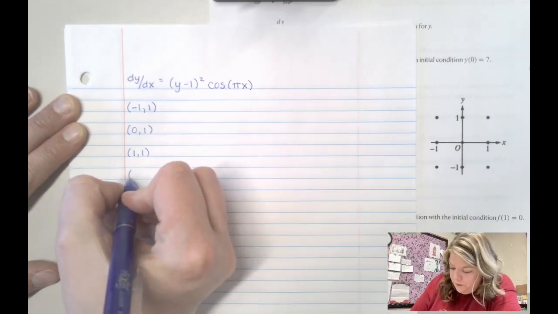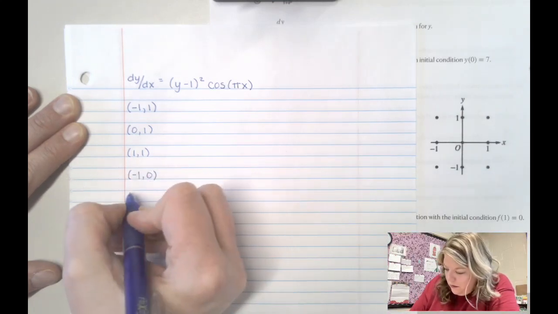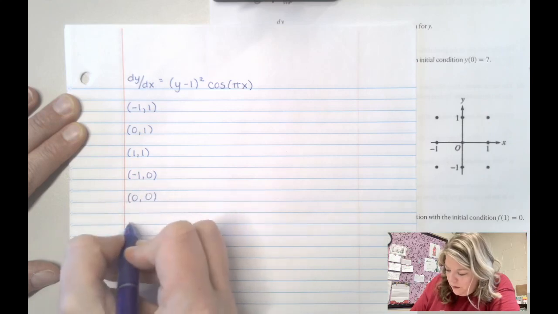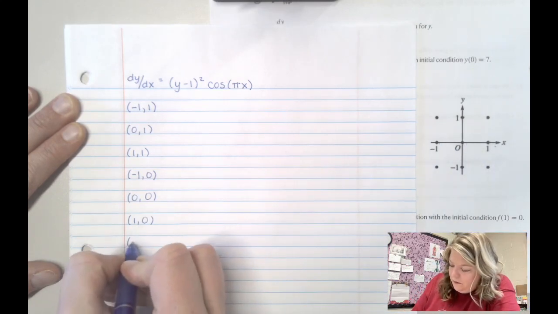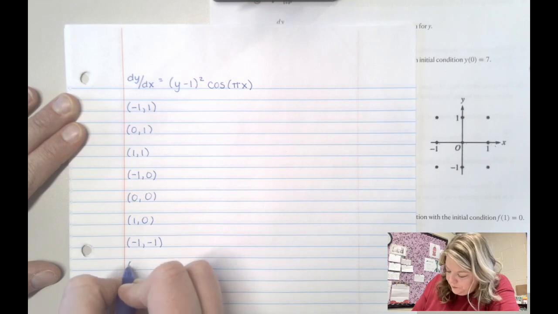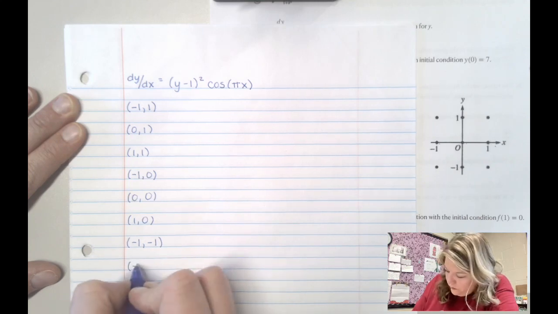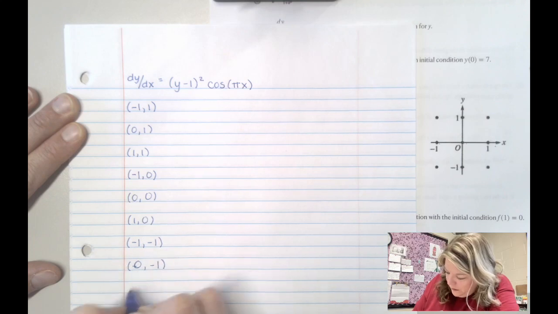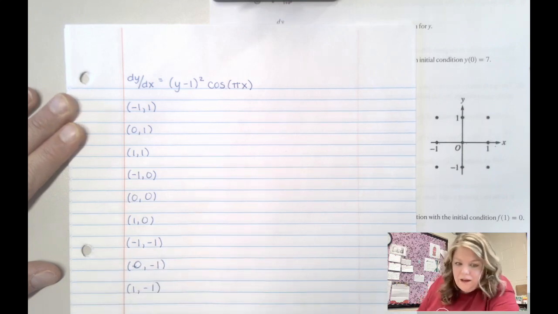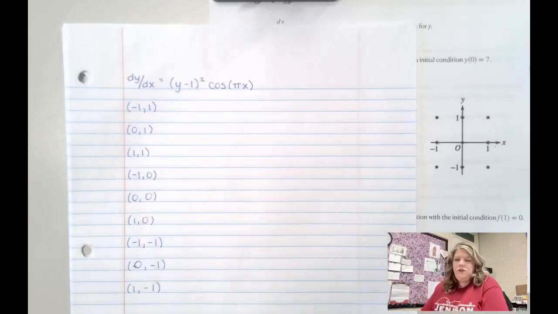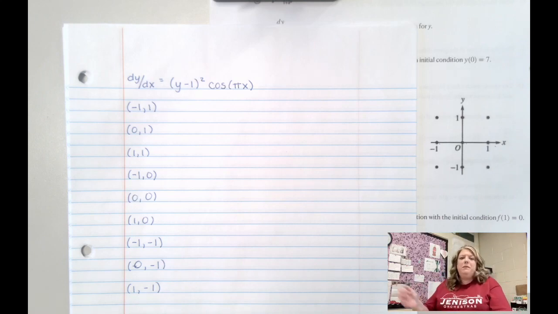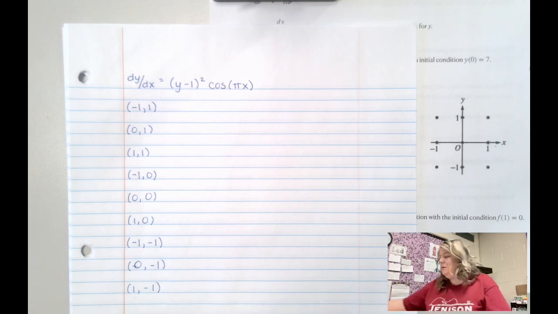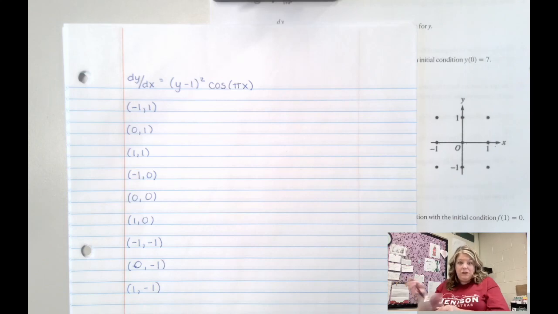And then I have -1, 0, and 0, 0, and 1, 0. That's these 3. And then I have -1, -1, 0, -1, and 1, -1. And I'm going to calculate this equation at each of those 9 points. Now sometimes when you're doing these, you can find patterns and you can lump a bunch of them together. This is one where, except for in one place, there's one place that you might be able to combine some things. But other than that, you're really going to have to crunch each set of numbers separately.